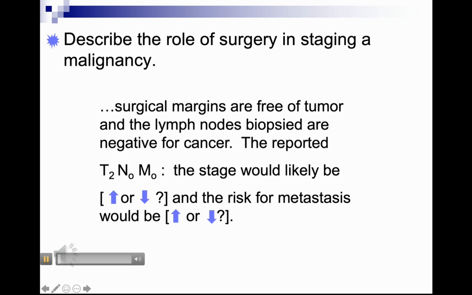Remember that staging is the degree of anatomical spread, and surgery will help determine that stage. In this case, the surgical margins are free of tumor, and the lymph nodes were biopsied and they're negative for cancer. The reported T2N0M0. The stage would likely be high or low? It would be low. And the risk for metastasis would be low. No lymph node involvement, no distant metastasis.